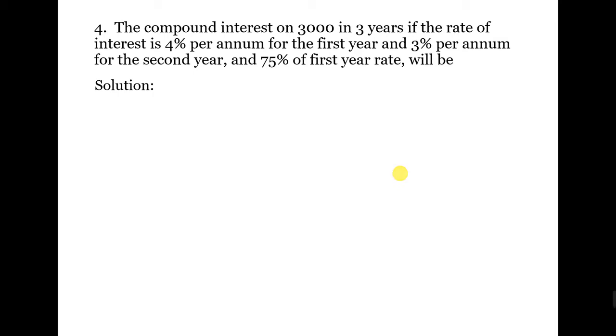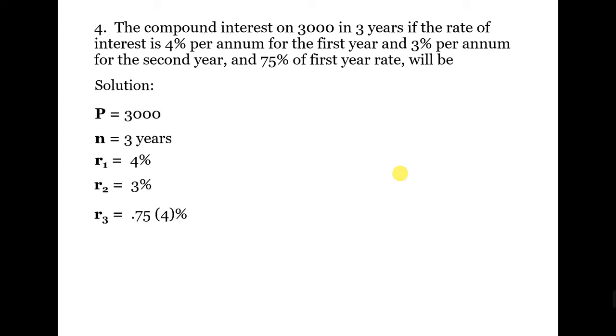For problem number 4, the compound interest on 3,000 in 3 years if the rate of interest is 4% per annum for the first year and 3% per annum for the second year, and 75% of the first year rate for the third year. So in this problem, we have a principal amount of 3,000 within the time frame of 3 years, but we have 3 different rates consisting of 4%, 3%, and 75% of 4%.